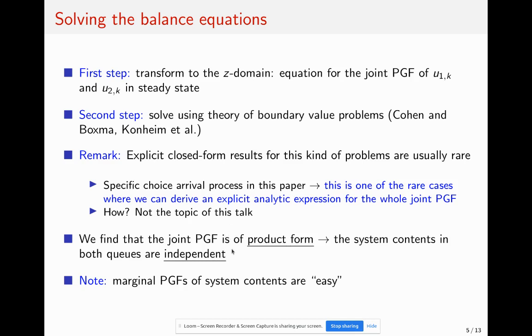And before I proceed, just a minor remark. Here we are interested in the joint distribution, so in a sense in the correlation structure. But if you are only interested in the marginal system contents, then it's an easy problem. But here we are interested in the joint distribution, and it turns out that it is of product form. So the independence of the system contents will be the topic of this talk.